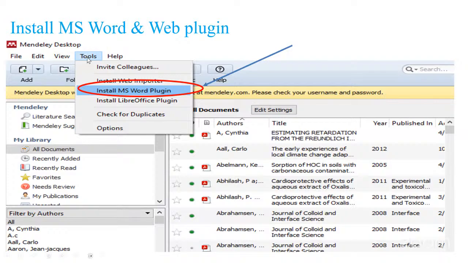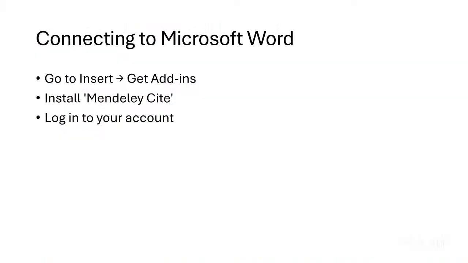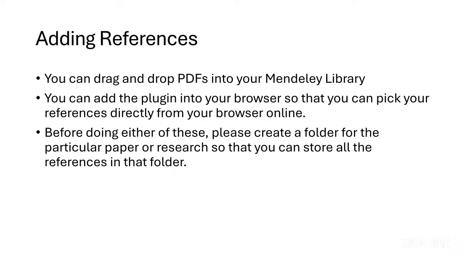Under Tools, you will see this drop-down menu where you can click on Install MS Word plugin. The moment you install the MS Word plugin, automatically it's going to plug Mendeley into your Microsoft Word. Then in Microsoft Word, you can go to Insert, Get Add-ins, then install Mendeley Cite. Then you can also log in to your account. All of these things, by the time we start demonstrating, you will get it.